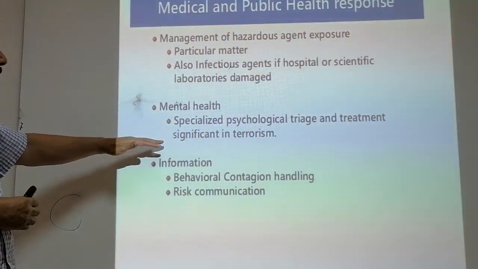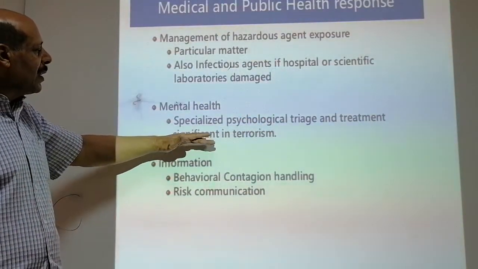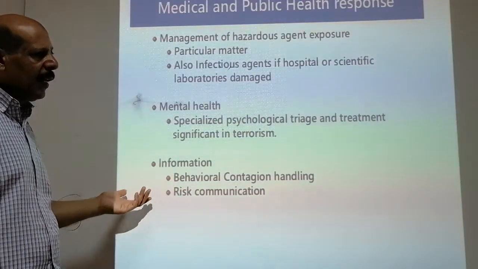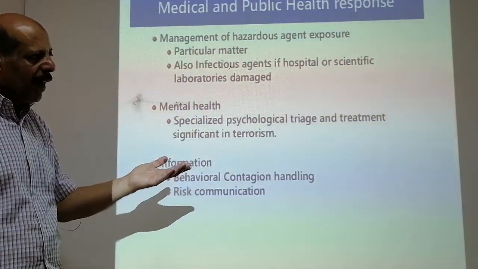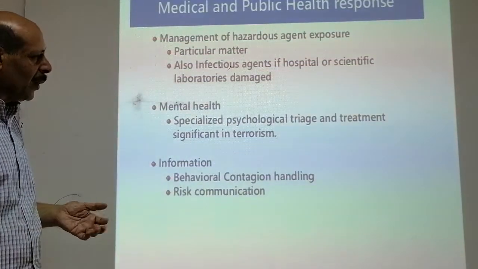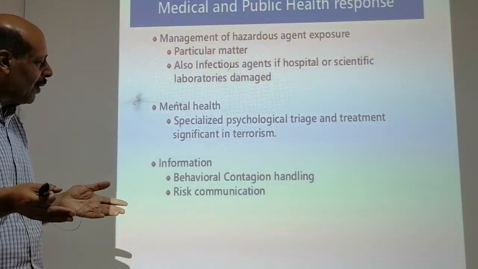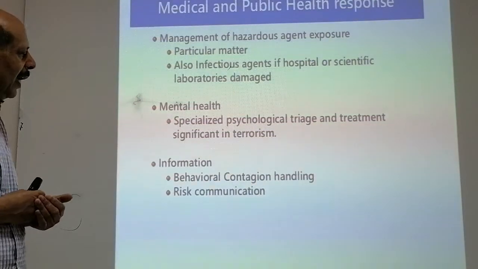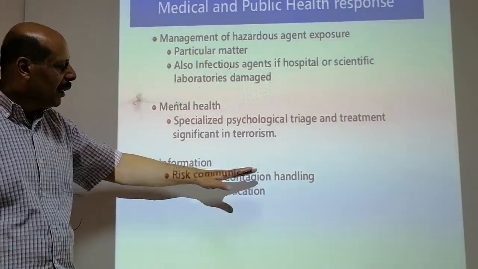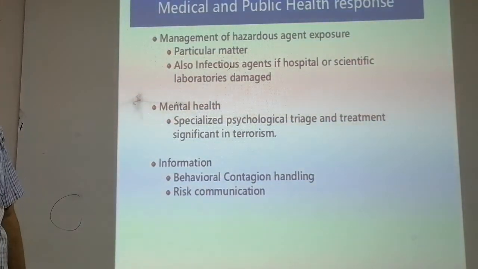Mental health: specialized psychological triage should be there, and treatment significant in case of terrorism, and even in case of any environmental hazards. Also, psychological or mental state can be affected due to mass destruction, due to sometimes mass deaths and mass injury. This will affect the people who are still alive and seeing all of those scenes. Information: behavior contagion handling and risk communication should be there, and avoiding of rumors.